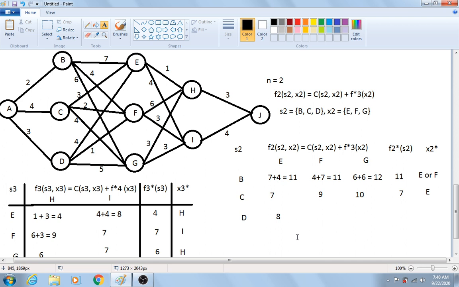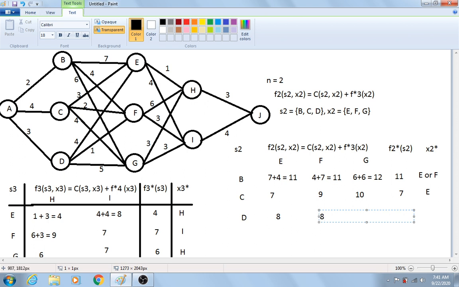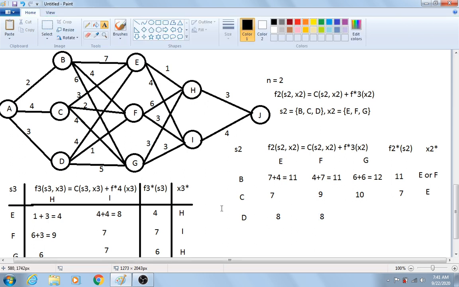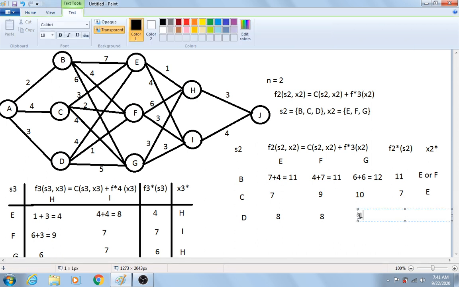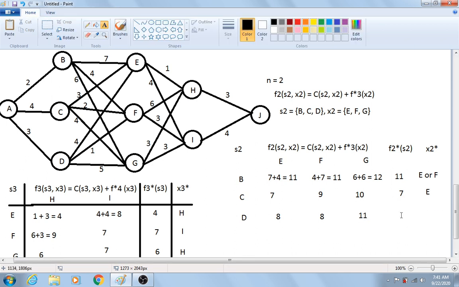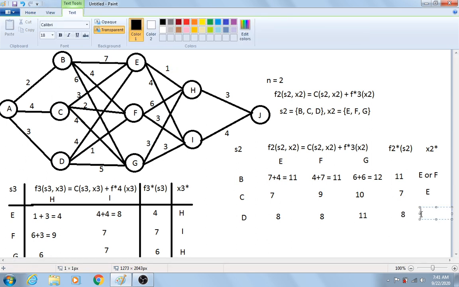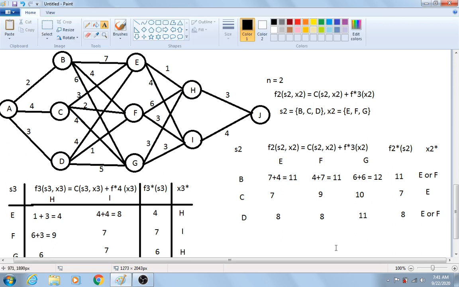So from D to F, it is 1. And F here is 7, so 1 plus 7, that is 8. And from D to G, it is 5. And G here is 6. So 5 plus 6, that is 11. So A is given by what? By E or F. E or F also. So that is for stage number 2.